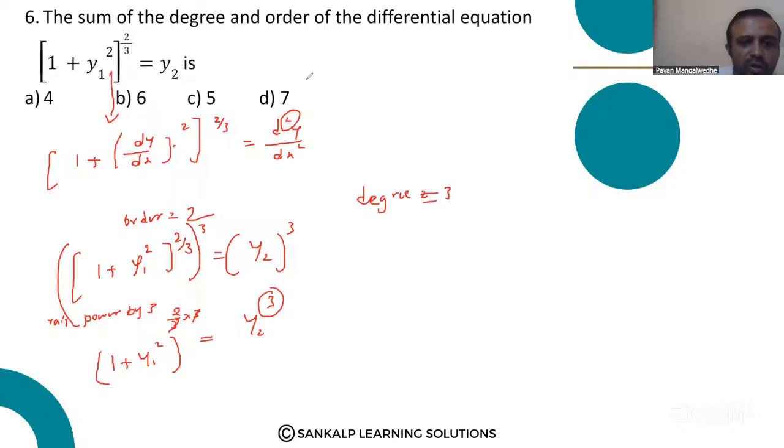So they are asking the sum of order and degree. Order is 2 and degree is 3, that is 2 plus 3 is 5. So option C is the correct answer.